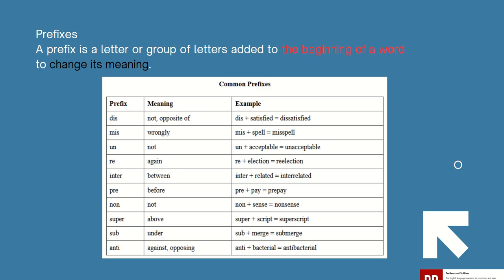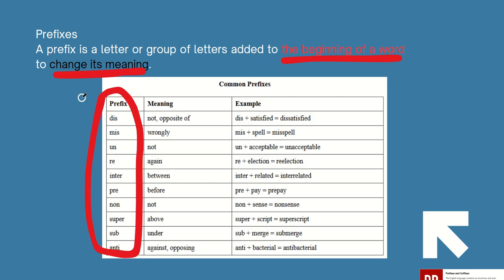Okay, so let's go backward to the prefix first. A prefix is a letter or a group of letters added in the beginning of a word to change its meaning. So it is really important. It changes the meaning of the word. So when we put a prefix in front of any base word, it changes the meaning.